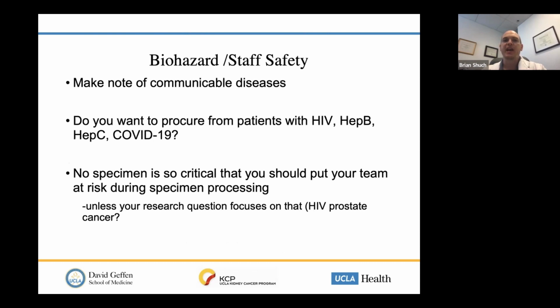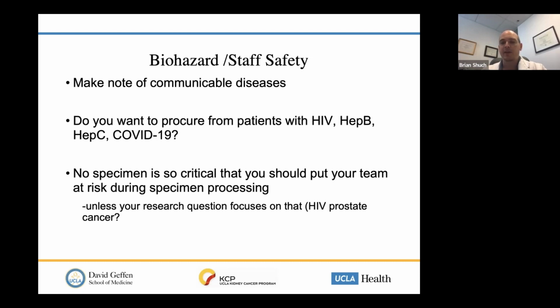So biosafety hazard, I think this is something that I try to do, is make note of communicable diseases. Do you want to procure for patients with HIV or hepatitis? Obviously, everyone has universal consent. But for your team, you would try to minimize the risk. So I've tried to always minimize collection from patients I knew might put them at higher risk.